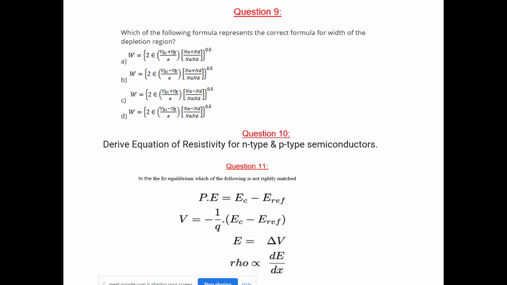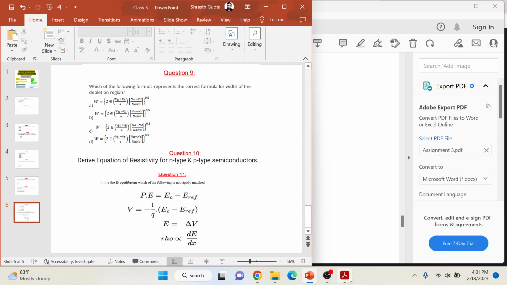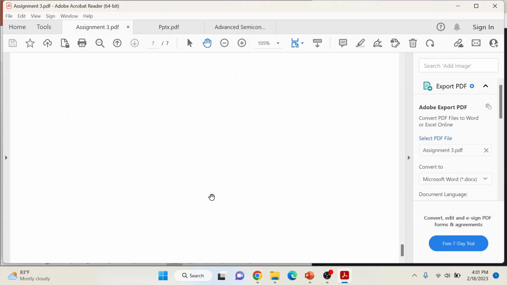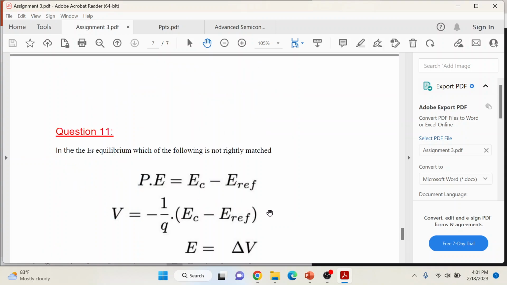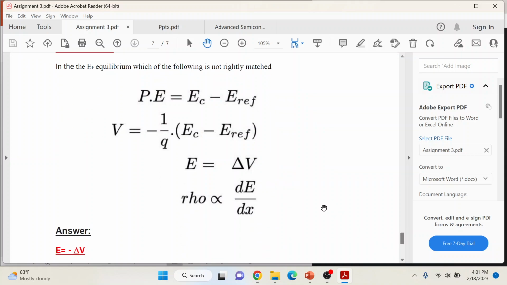E equals to del V. Yeah, exactly. And what is the right formula? It's not QV. Actually, the potential is negative, so E is equal to minus del V. Yes, negative, minus del V. The rest of the other formulas are right. Kindly remember it, a direct question can come.